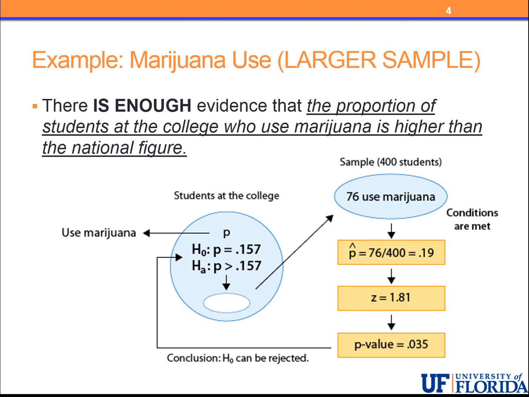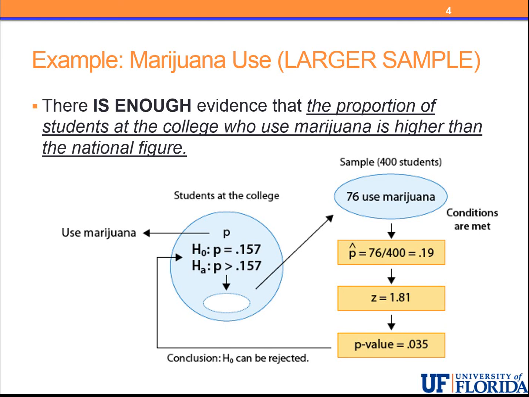So the data from this sample do indeed provide enough evidence that the proportion of students at the college who use marijuana is higher than the national figure of 15.7%. Results that are based on a larger sample carry more weight. They have greater power. In our sample of size 100, we failed to reject the null hypothesis, but this only means that the particular study didn't yield sufficient evidence to reject the null. It might be that the sample size was simply too small to detect a statistically significant difference.